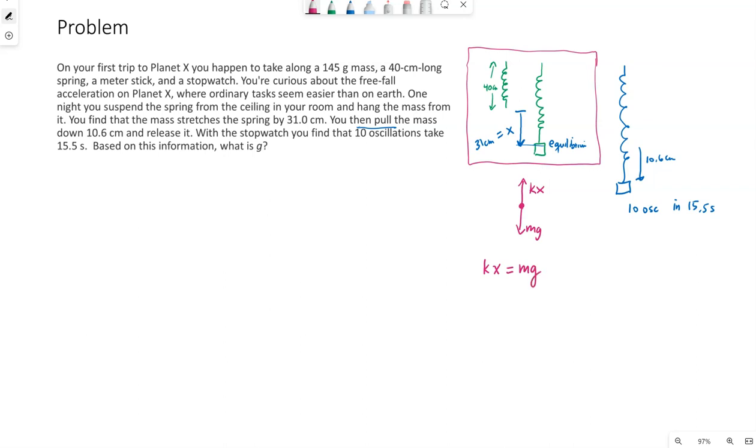I know x in this case. The spring is stretched by 31 centimeters when we hang the mass from it. I know the mass is given to me up here in the problem. I'm going to go ahead and write that out in kilograms. But I do not know g because we're not on Earth, and I do not know k. So I'm kind of stuck for a second.